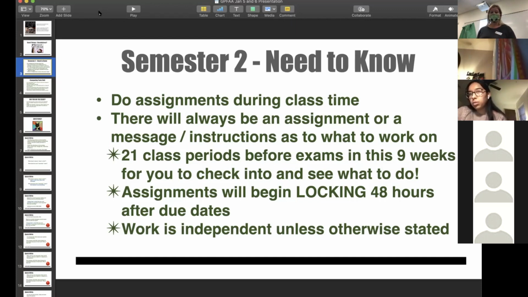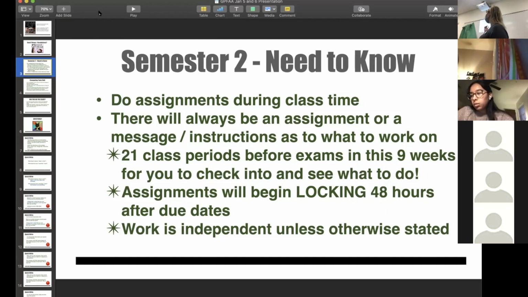So it's really in your best interest, and you'll keep up with it best if you go ahead and log in, check the Canvas every single day that you're supposed to have class, and read the instructions and do what's there. That way, you know, too, if you have any questions, you can get them to me right away, and you can help stay current with what you're doing. Because if you wait till the end of the semester and try to do 9 weeks worth of work in 2 days, it doesn't work. It just doesn't. So there will always be an assignment or instructions.